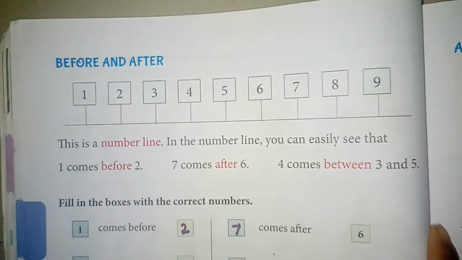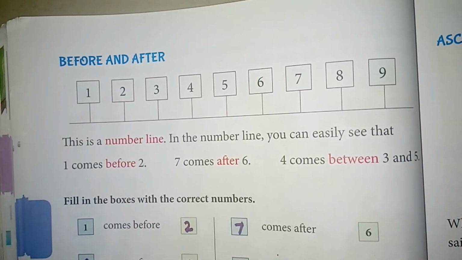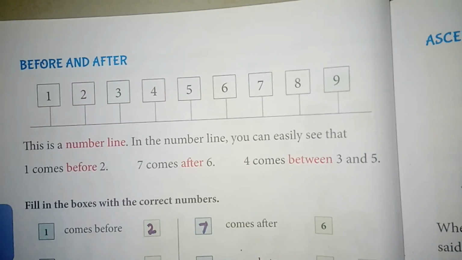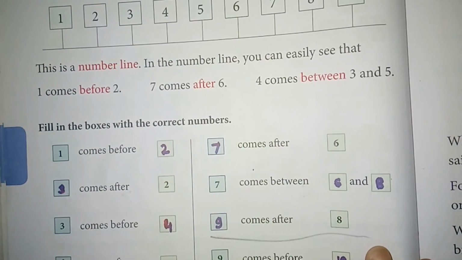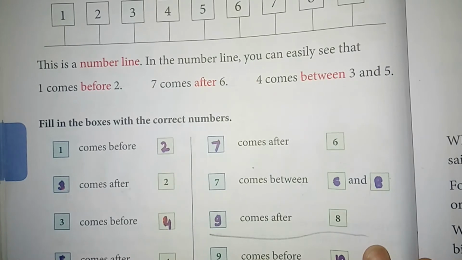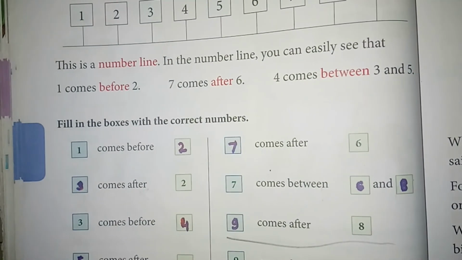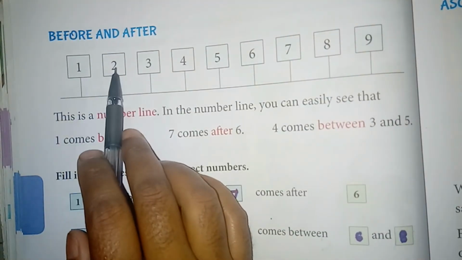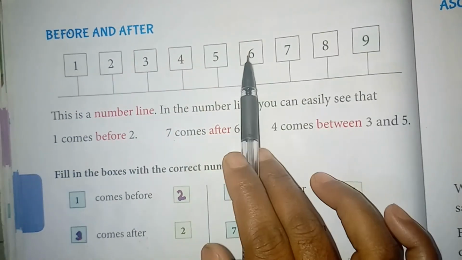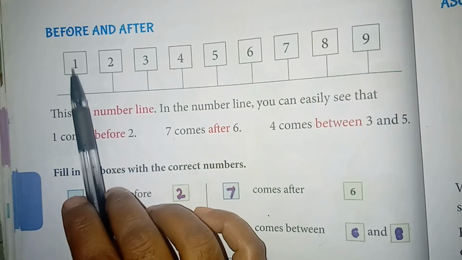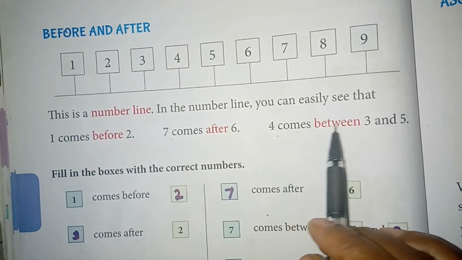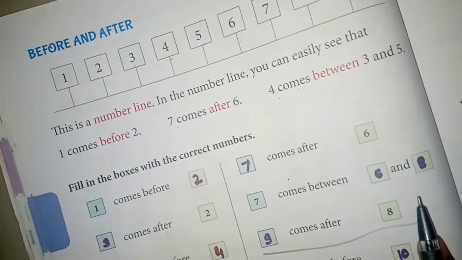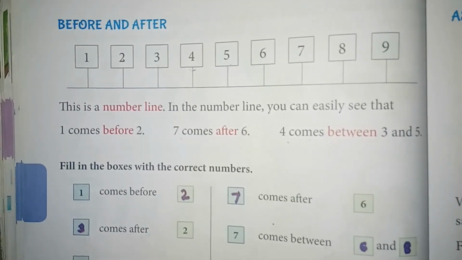Now here we will understand before and after. 1, 2, 3, 4, 5, 6, 7, 8, 9. These are the numbers. This is a number line. In the number line you can easily see that 1 comes before 2. 7 comes after 6. 4 comes between 3 and 5. Yes, we can see it on the number line.